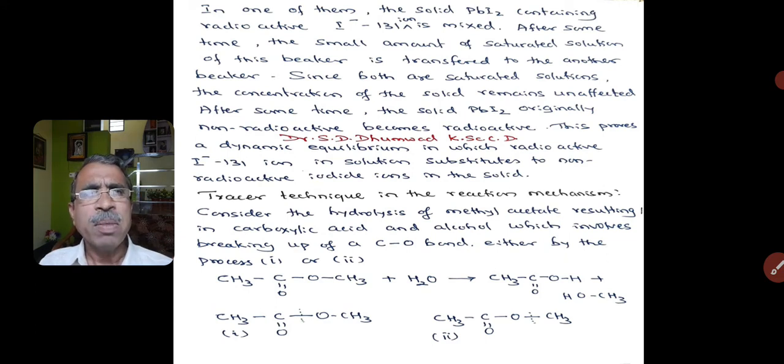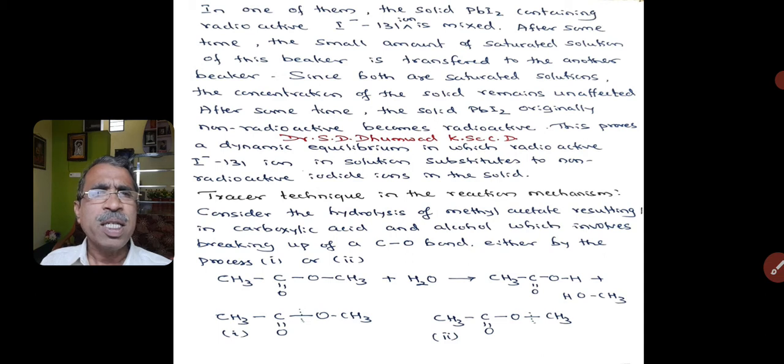After some time, the solid lead iodide, originally non-radioactive, becomes radioactive. This shows that this equilibrium is a dynamic equilibrium, in which the radioactive iodide-131 ions in solution substitute for non-radioactive iodide ions in the solid.